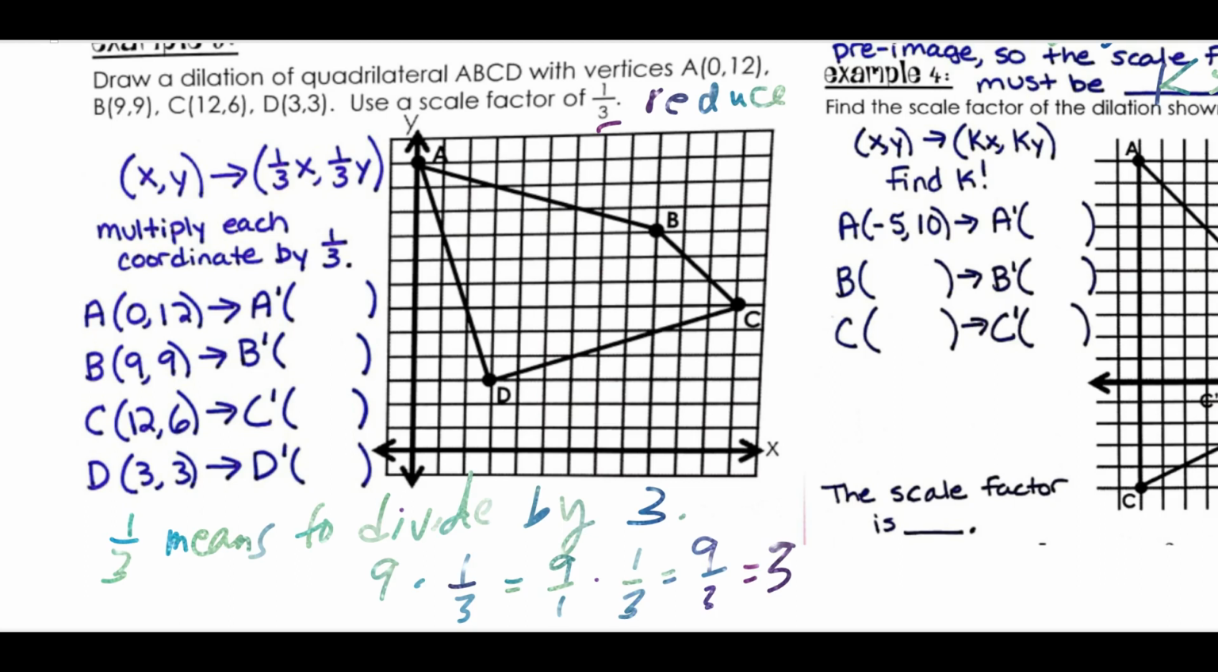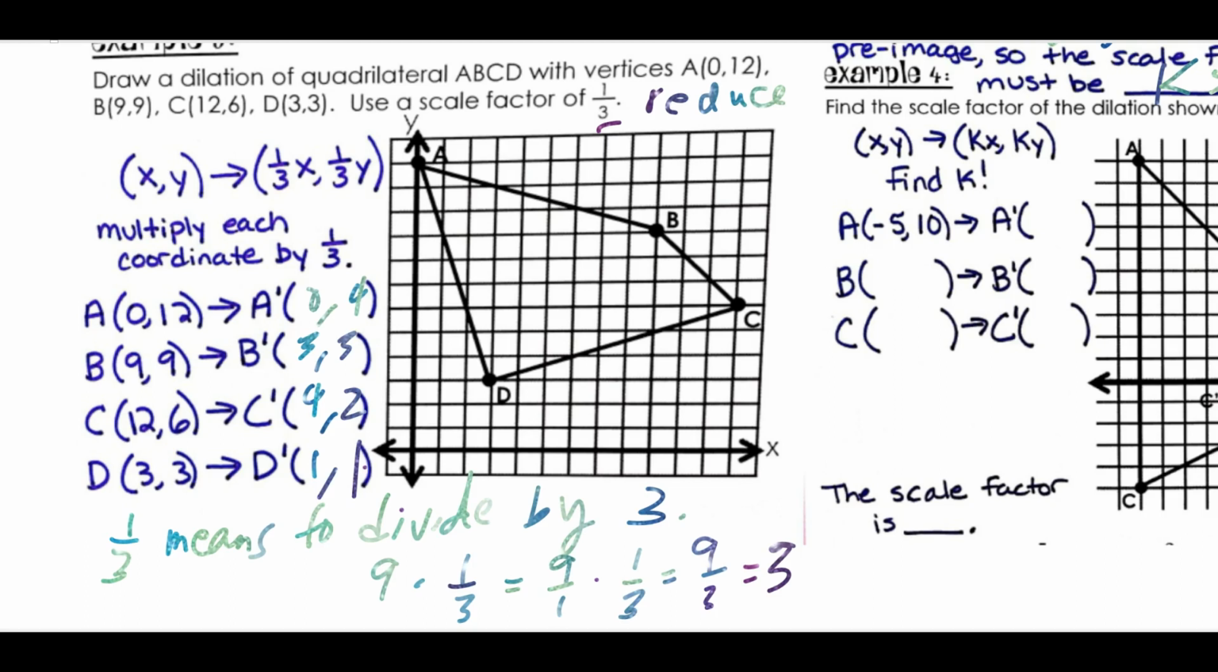All right, so take every ordered pair and divide it by 3. So 0 divided by 3 is still 0. And then 12 divided by 3 is 4. 9 divided by 3 is 3. 9 divided by 3 is 3. 12 divided by 3 is 4. 6 divided by 3 is 2. 3 divided by 3 is 1. 3 divided by 3 is 1. All right, so now these are my primes.